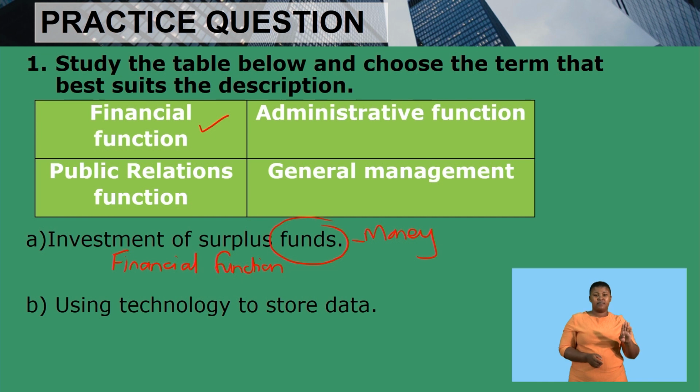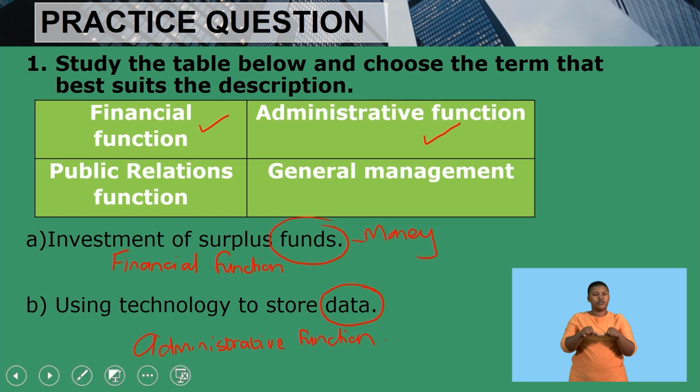B asks then using technology to store data. And you should already know by this time, if you see the words data and information, it's quite a clue that they're referring to the administrative function. So our answer then here will be administrative function. Right, so that is then our first two questions. Let's continue on to C.